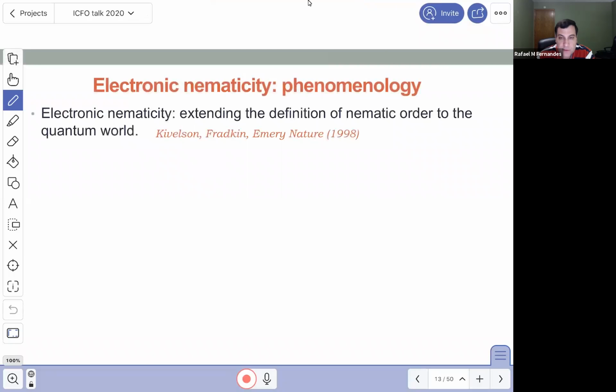What happens, how do I generalize it for electronic systems now, okay? This goes back to this very influential paper in 1998 by Kivelson, Fradkin, and Emery. And I'm going to define it the following way. So let's go back and write what my nematic order parameter was for the case of liquid crystals. And again, please stop me at any time if you want me to clarify something that I'm saying.